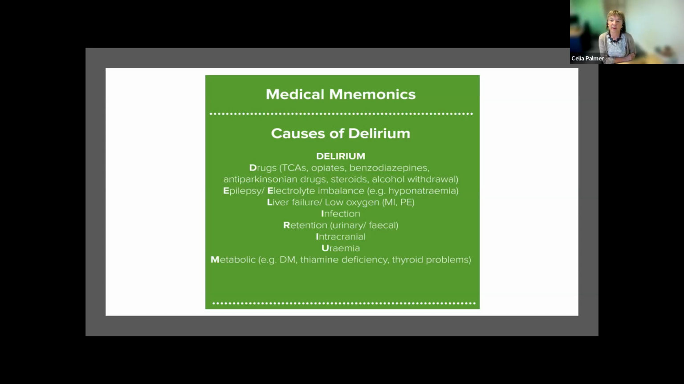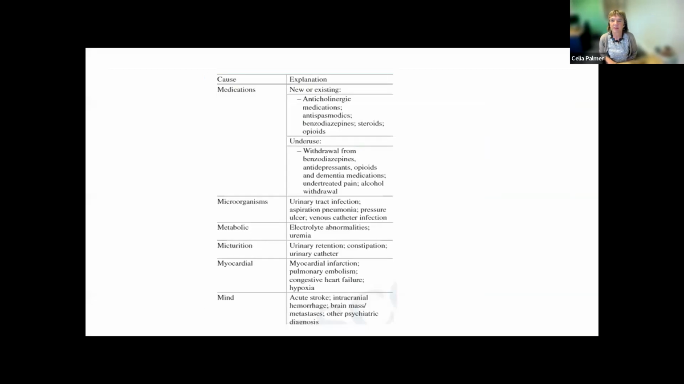Then we've got, allowing for 2 L's, liver failure or low oxygen levels, infection, urinary retention or constipation, intracranial causes, uremia when the kidneys aren't working, and metabolic. So that's one of the mnemonics, and some of you might find other ones more comfortable. This is another one which just uses M words to remind us of what all the causes can be. I guess what we can take from this is there's so many causes of a delirium, so many things that can tip people from a stable mental state into this phase of delirium. So there's lots of things to be thinking about.